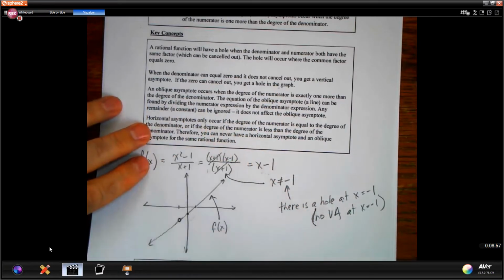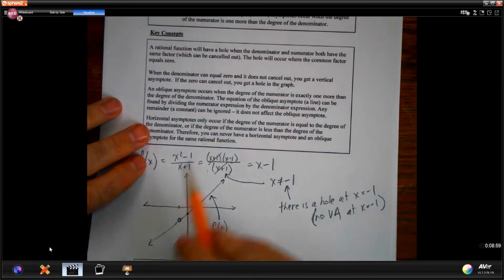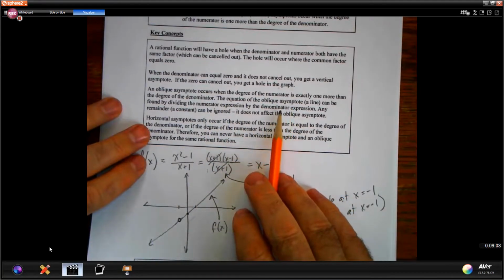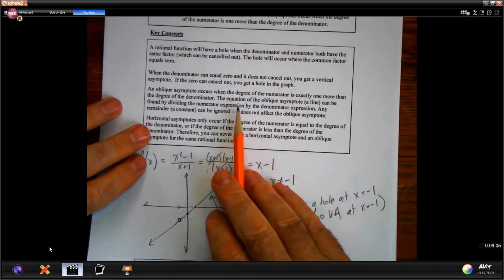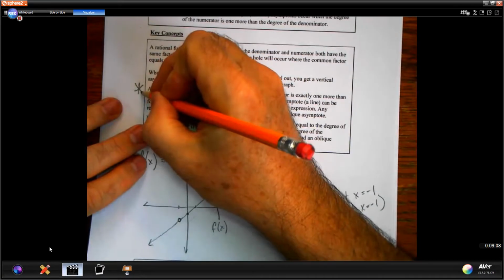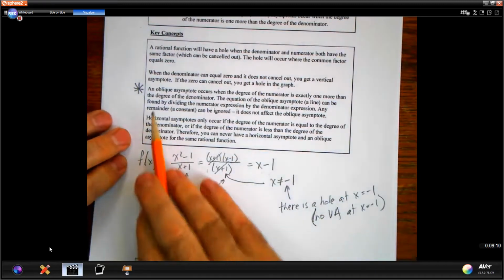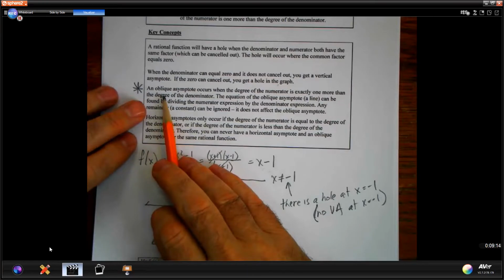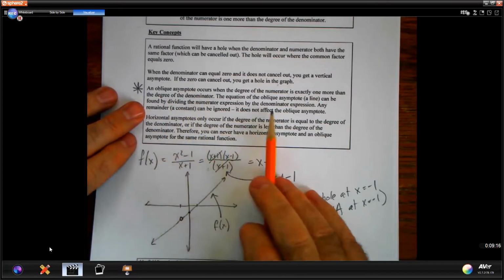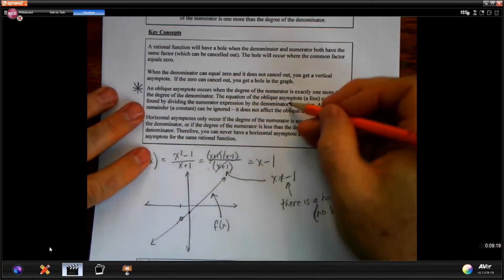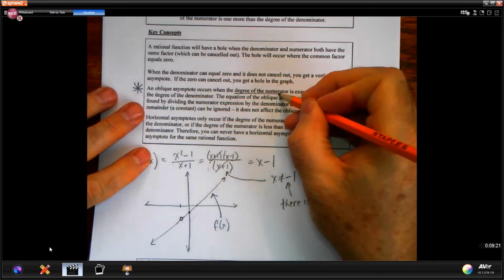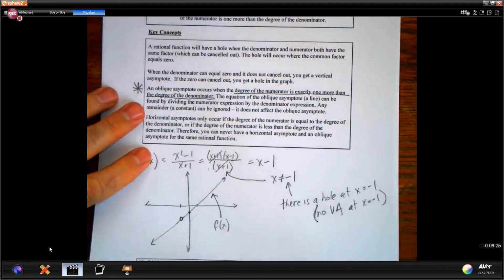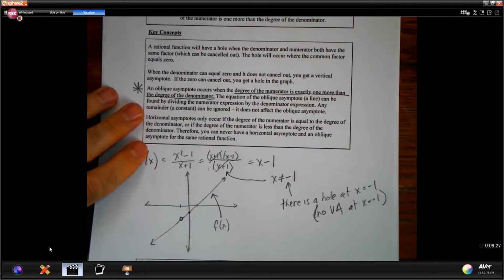Now, an oblique asymptote, and we're going to look at two examples of these, occurs when the degree of the numerator is exactly 1 more than the degree of the denominator. So this is very important. This is one of the two key things we're learning: how to find out if there's a hole and how to find out if there's an oblique asymptote. So this is the important information that tells you there's an oblique asymptote.